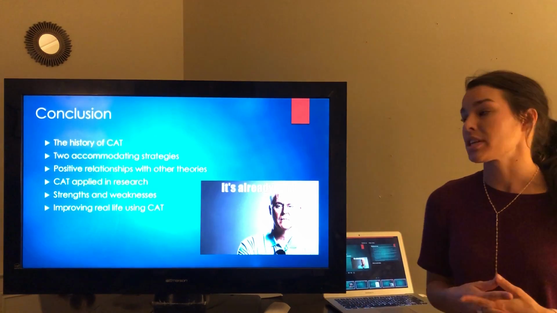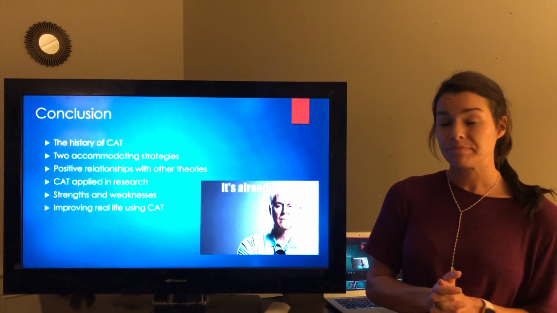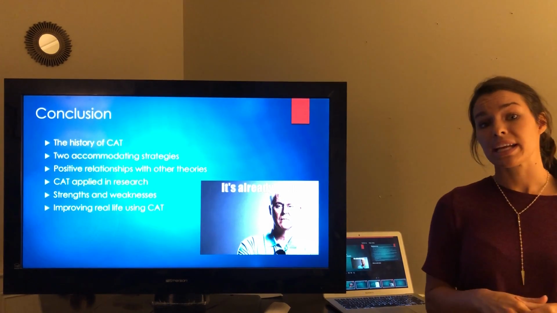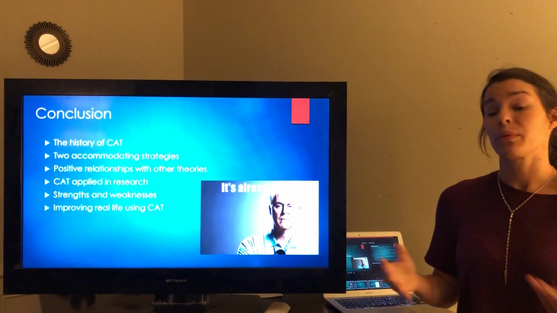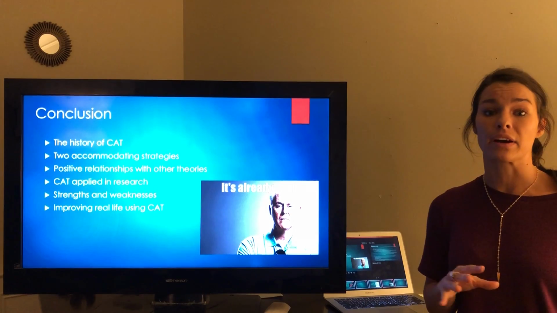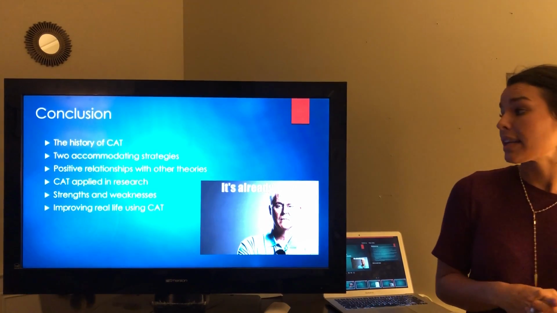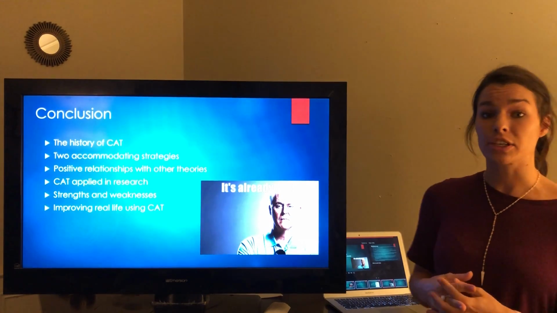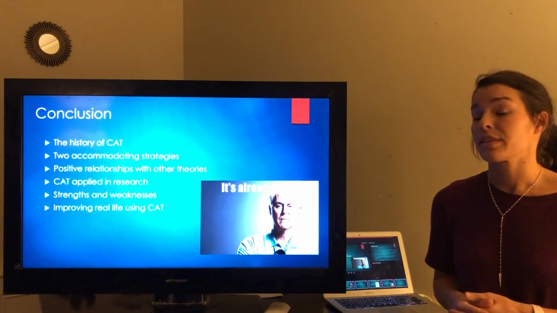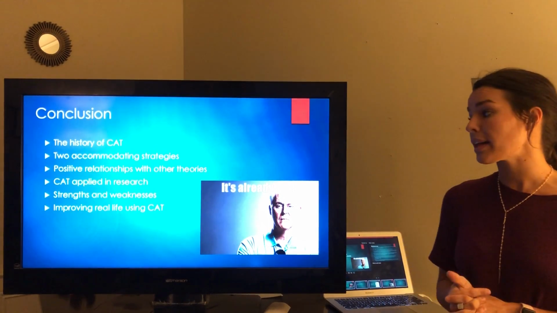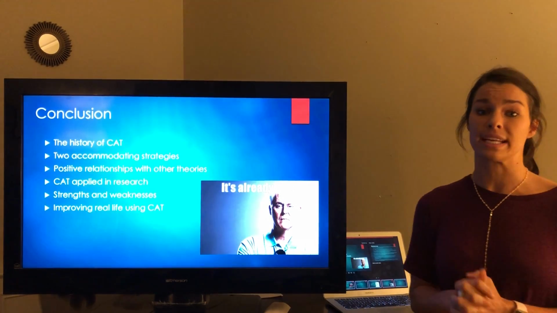So in this presentation, we went over the history of CAT, 2 accommodating strategies, positive relationships that CAT has with other theories and how they are included in CAT, CAT applied in different research scenarios, the strengths and weaknesses of the theory, as well as how to improve real life using CAT.